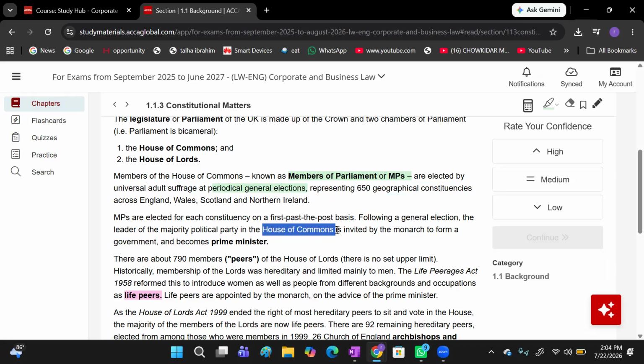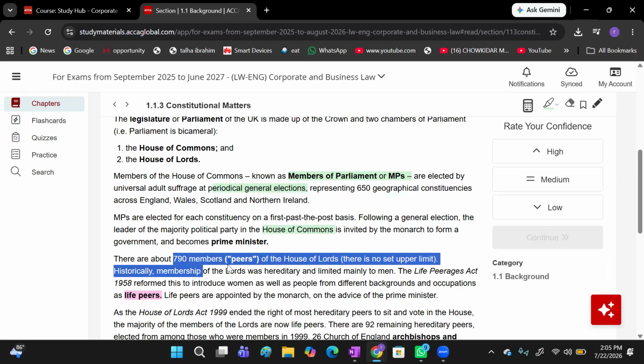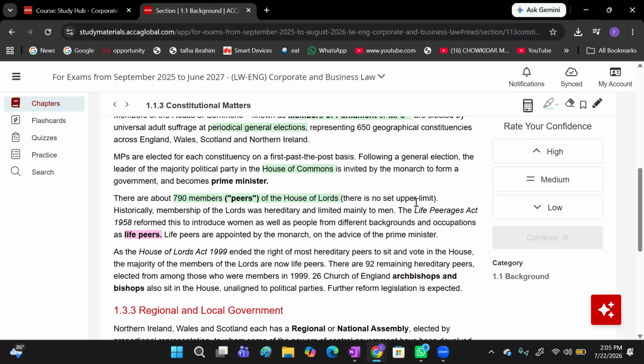In Pakistan, we call the House of Commons the National Assembly, right? And then we've got the Senate. In Pakistan, the Senate are the people who have an honorary position. Similarly, in the UK, you have 790 members of the House of Lords. The House of Lords are people who are not elected, who have been selected based on some contribution that they've made to the country.